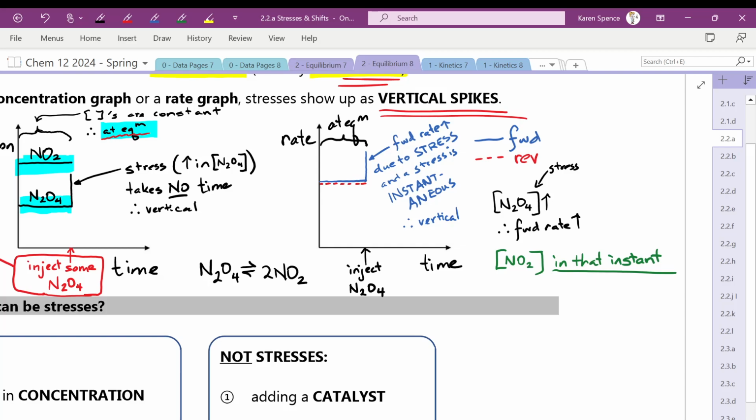It will change later, but right in that instant, there is no change, okay? Because we're just dealing with the instant of the stress. In that instant, it stays the same. Later on, we will have a shift. Concentrations will increase, concentrations will decrease, but right in the moment of the stress, there is no change to NO2.